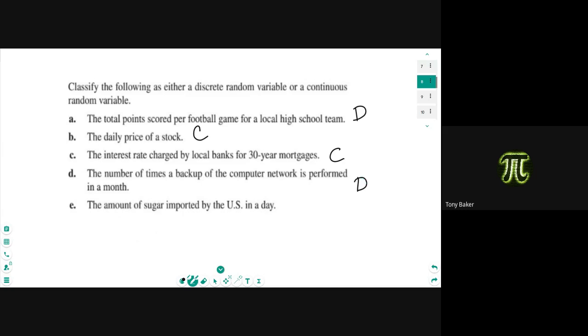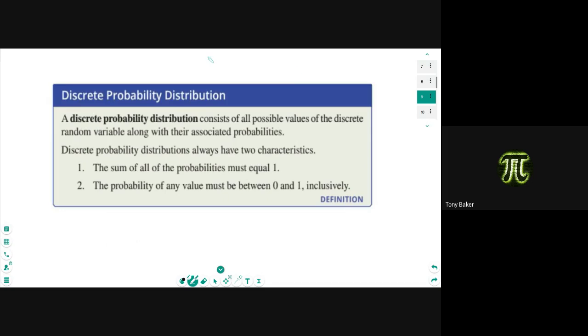The amount of sugar imported by the U.S. in a day. Why? Actually, no, it is. Yeah, I can have a half pound of sugar. Yes, this one's continuous. Don't change because I asked why. Yes, that one would be continuous. All right.